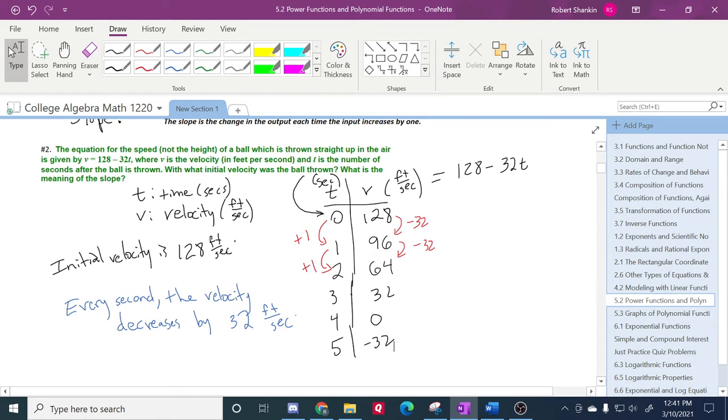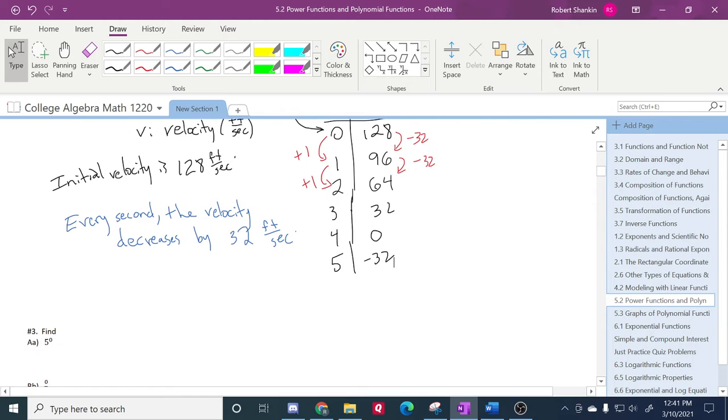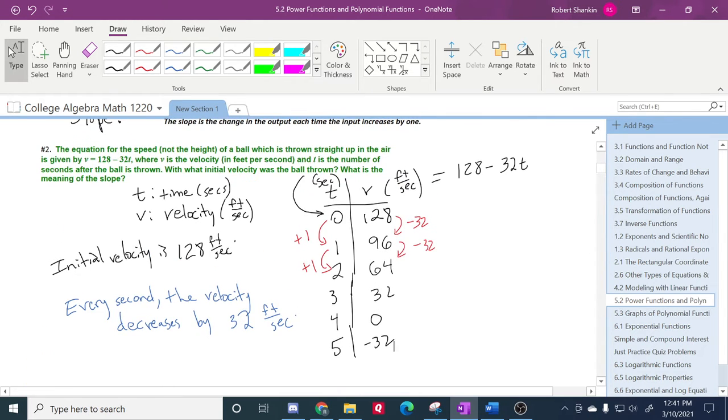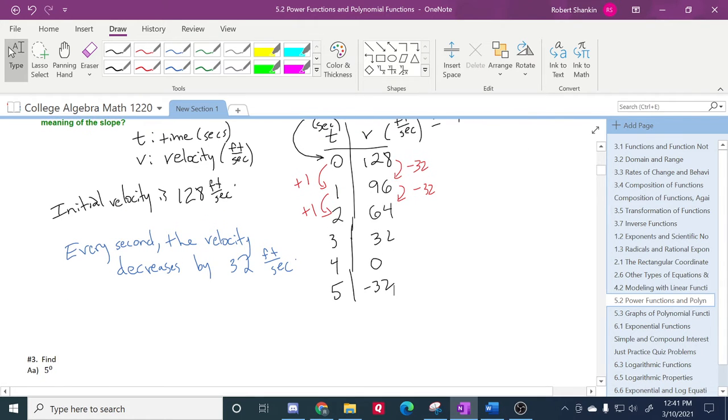And if English is your native language, these usually are a lot easier to understand. And it's an extra complication if it's also a language thing. Alright, let's go to this next one. Find 5 to the 0.